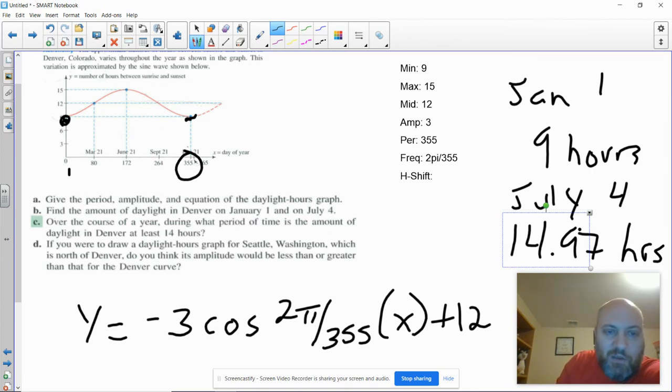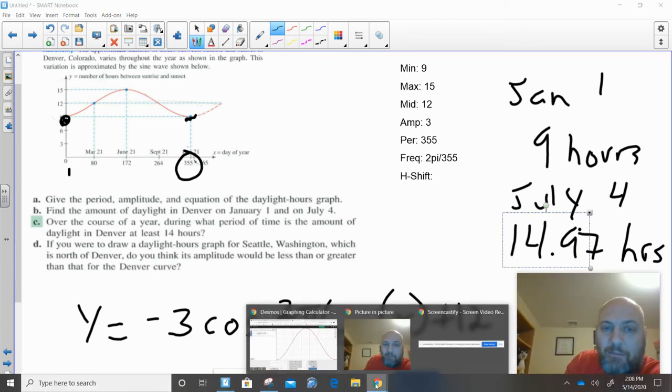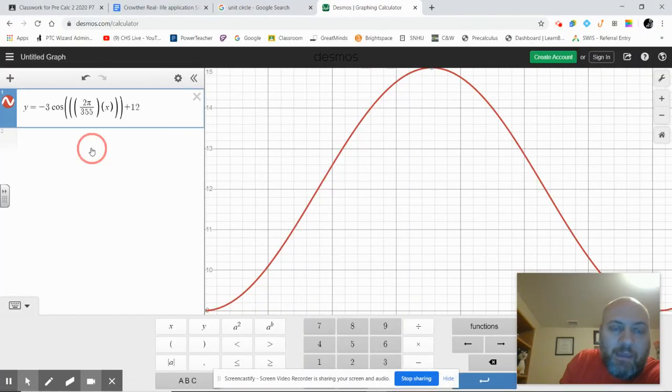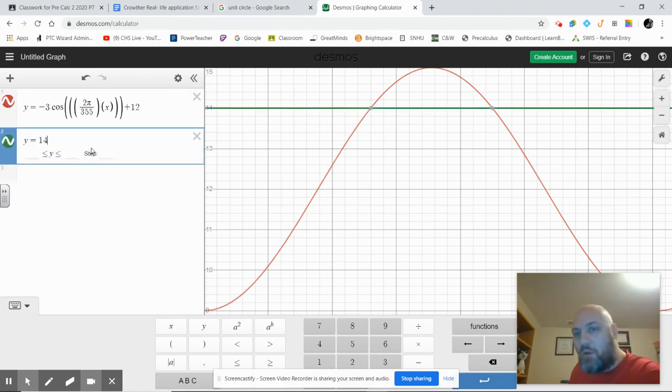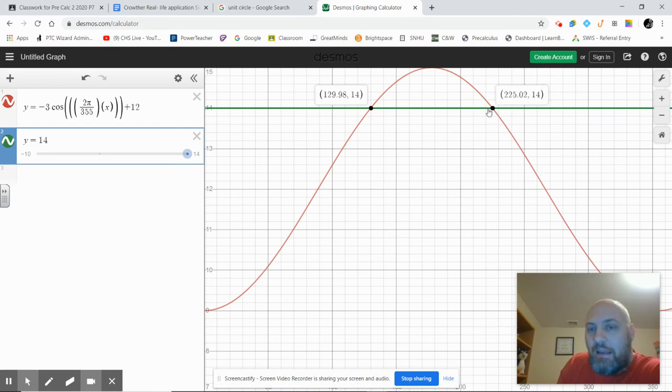On to part C. Over the course of the year, during what period of time is the amount of daylight in Denver at least 14 hours? So I'm going to go to my graph again, and I'm going to put in the equation y equals 14. This gives me the horizontal line. So I know that starting here and ending here, all this graph is above 14 hours of daylight. I'm going to estimate that to 130 and this to 225.